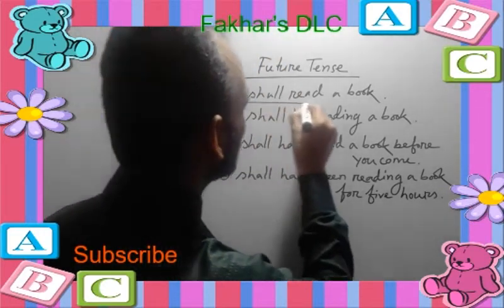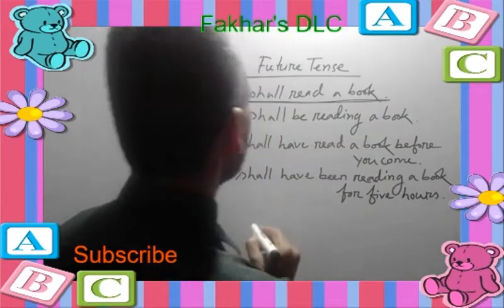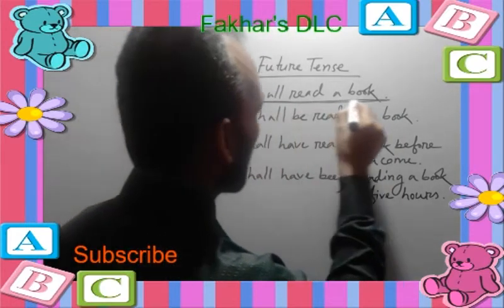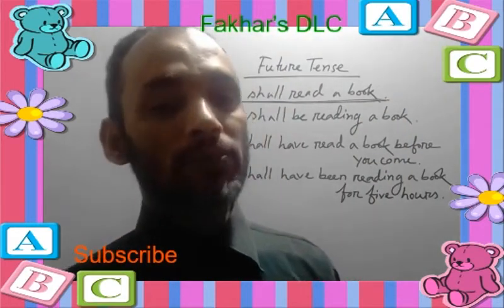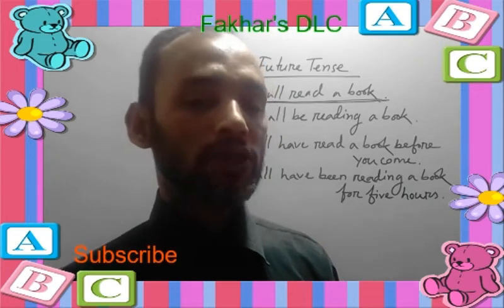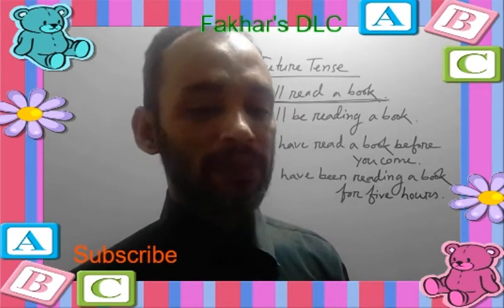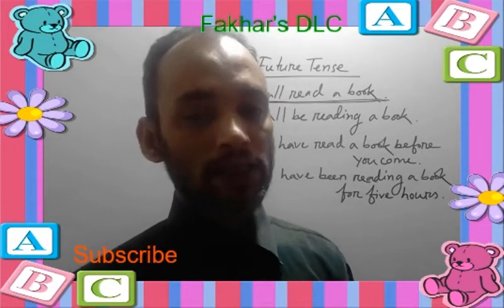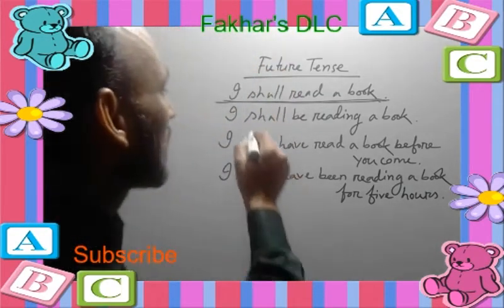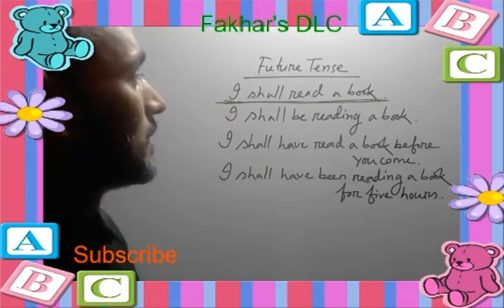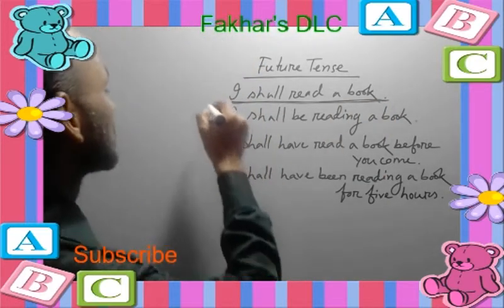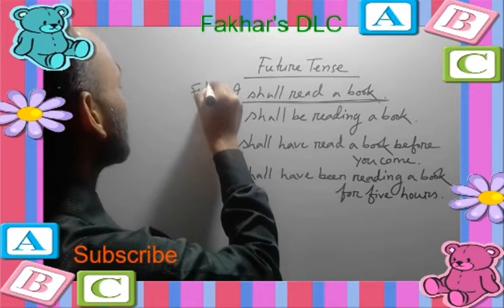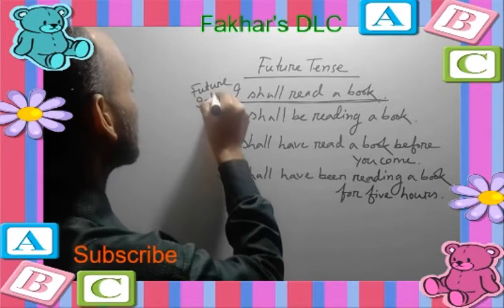We have a plan to do something in future. That means I shall read a book. I have a plan in future. It may be 5 minutes, after 5 minutes, it may be next day. It may be tomorrow. It may be after 4 days. This is a plan of future. I shall read a book. It will be in future indefinite.